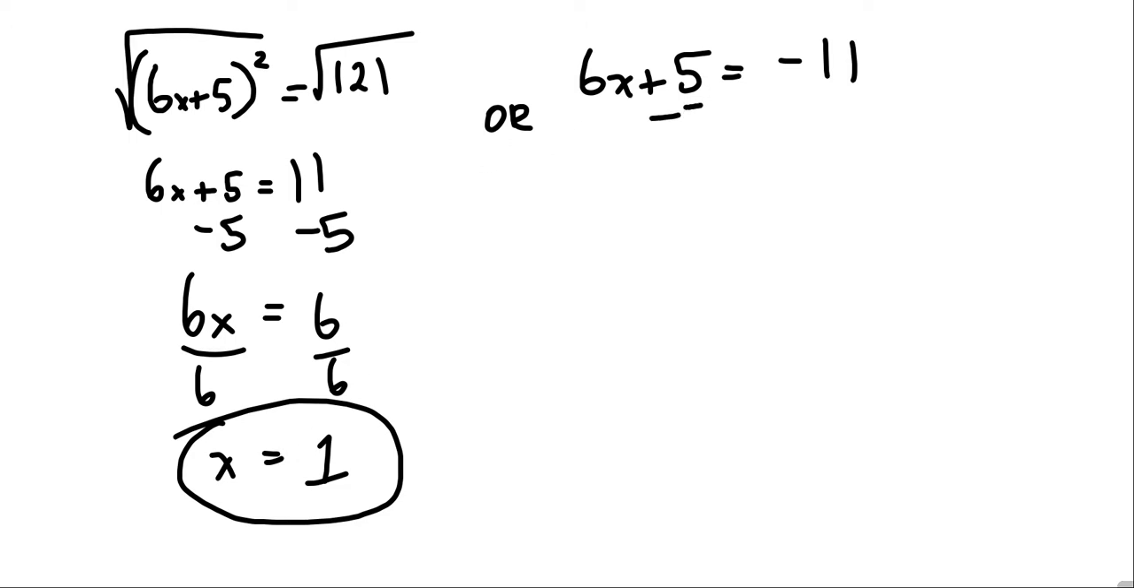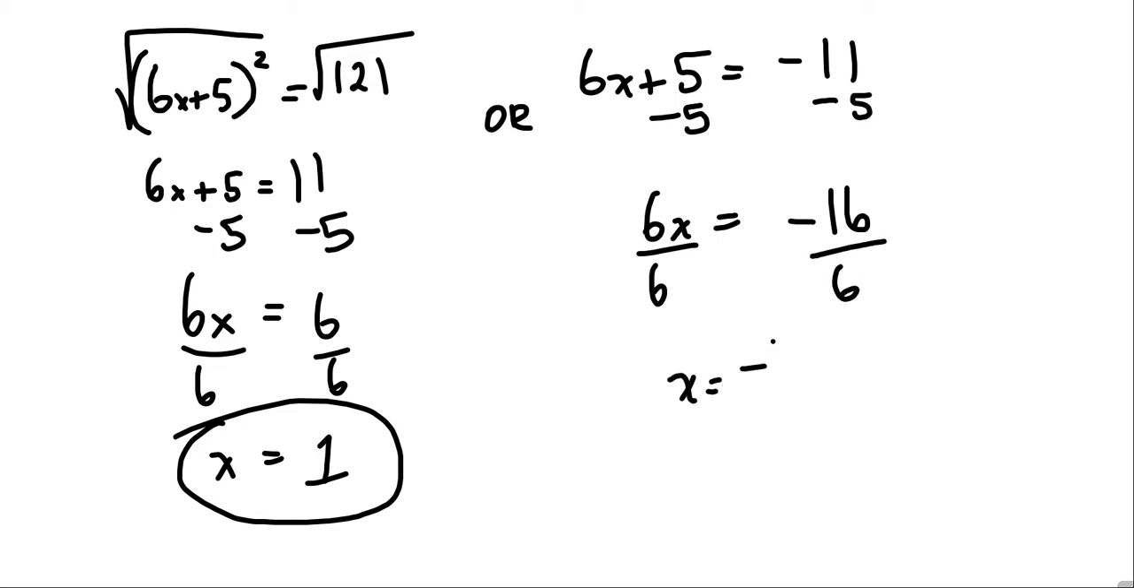Okay, minus 5 minus 5. Uh-oh. Negative 11 minus 5 is going to be negative 16. And we have 6x. Divide by 6. Divide by 6. Alright. Negative 16 over 6.